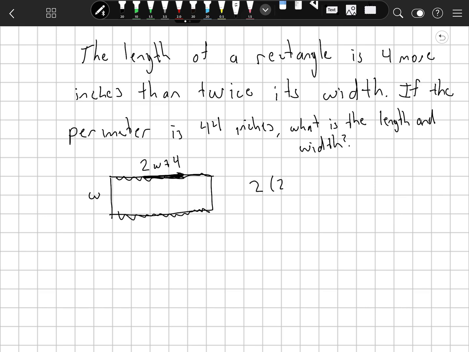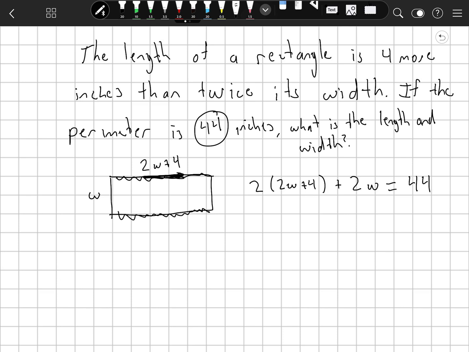Double 2w plus 4, and then double w, and that equals the perimeter. And we have some given information here. The perimeter is 44 inches. So let's take a look at this equation and see what we can do to solve for w.